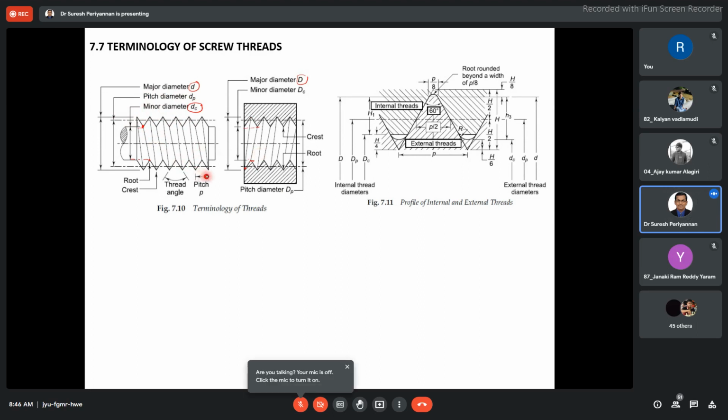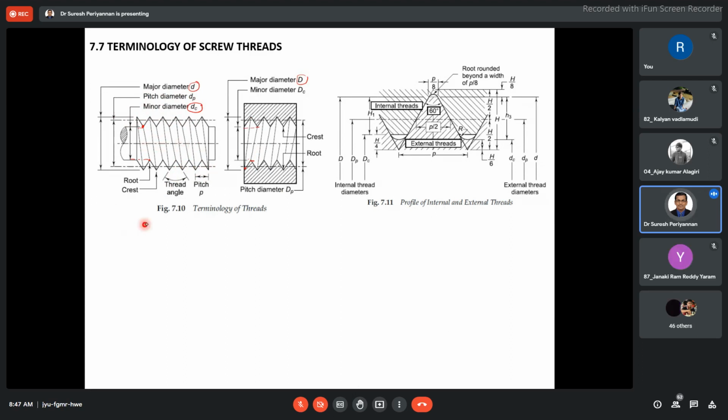Pitch is nothing but the distance between two similar points, this point and this point. You may say the distance from one crest to another crest, or the distance between the roots also. Mostly we consider the top, crest to crest. That is called pitch. The pitch is always measured parallel to the axis of the bolt. Now, what is a lead?